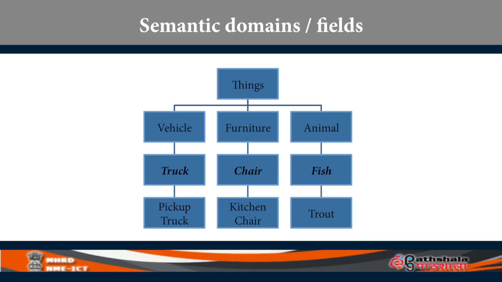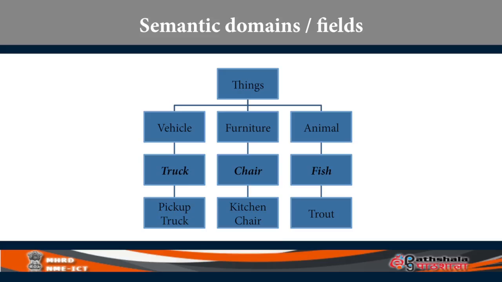What about the last level? The third level is called subordinate level. For vehicle, at the subordinate level you have pickup truck. For furniture, at the subordinate level you can have kitchen chair. For animal, instead of fish, trout. If you actually specify the type of fish, that would be the subordinate level. So storing information at these levels and how it gets impaired is what we need to learn in order to understand the problems of semantic dementia.